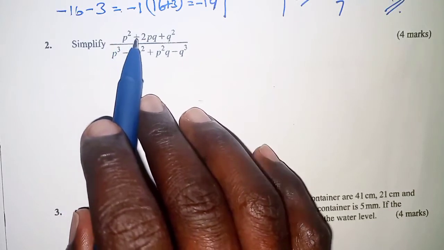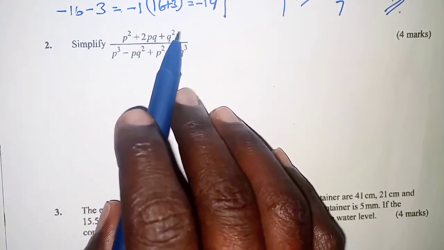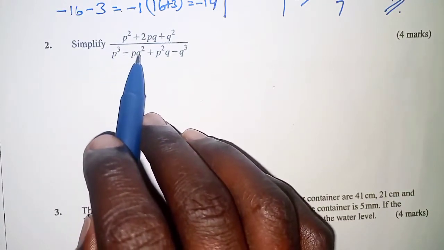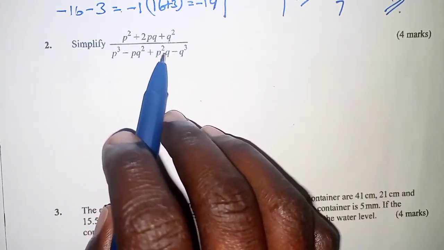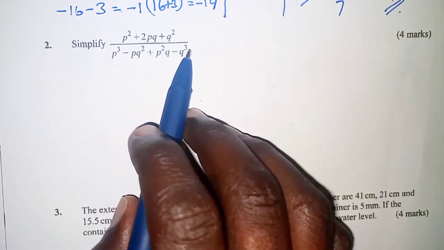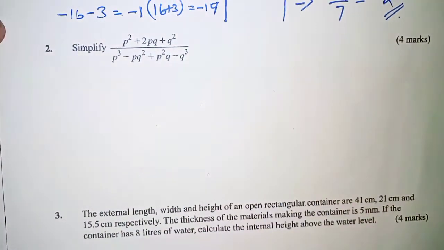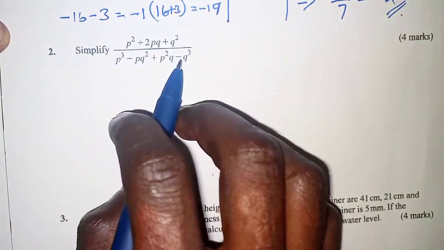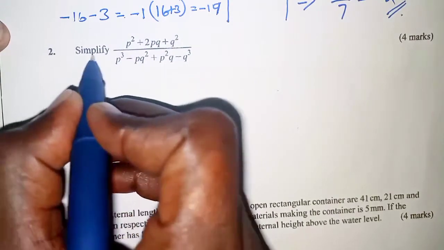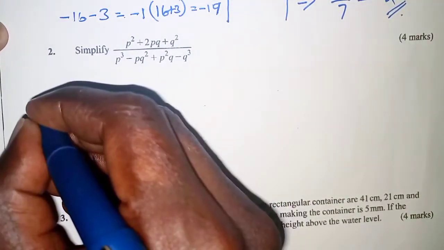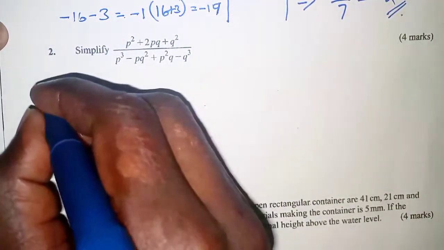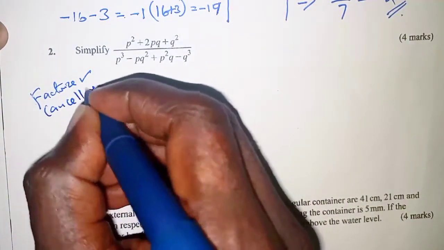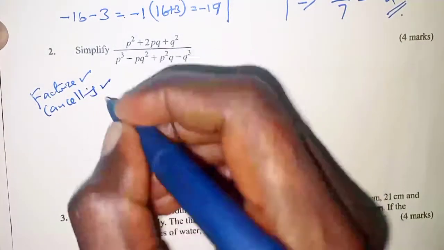The numerator is p squared plus 2pq plus q squared, and then we divide by p cubed minus pq squared plus p squared q minus q cubed. So we are going to simplify the numerator and denominator separately. In such cases where we are told to simplify, we'll be identifying where we can factorize and cancel. So it's about factorizing and cancelling where possible.